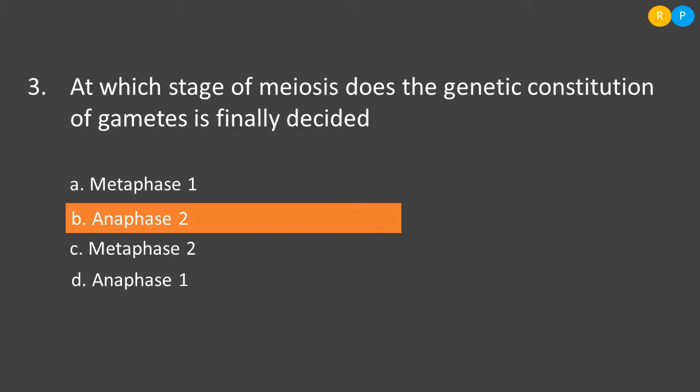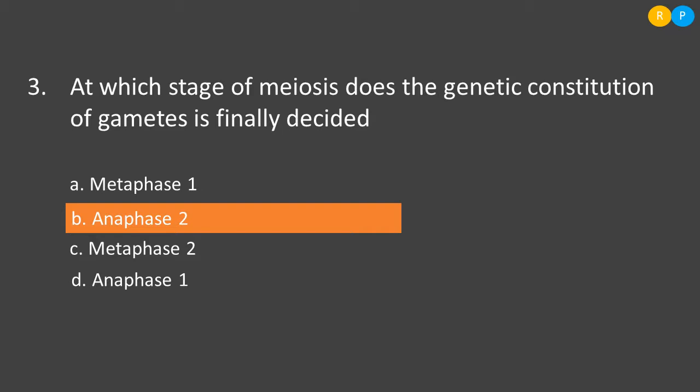Then the third question is: at which stage of meiosis is the genetic constitution of gametes finally decided? Meiosis is called a reductional division. It takes place by two cyclic events, one is meiosis 1 and another one is meiosis 2. Meiosis 1 is called reductional division because the number of chromosomes gets reduced to half here itself. Meiosis 2 is called an equational division because there is no change in the number of chromosomes, just one more cell division takes place in the meiosis.